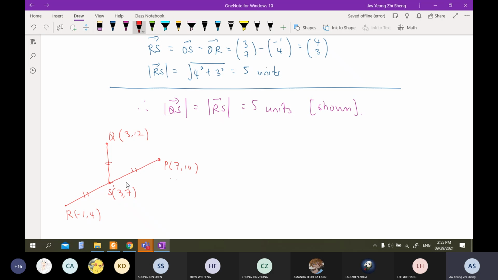Now, earlier we have found an angle, angle PRQ. PRQ is over here, it's this angle here, and we know it was 26.565 degrees. They want us to find angle PSQ. This is what they want to find.